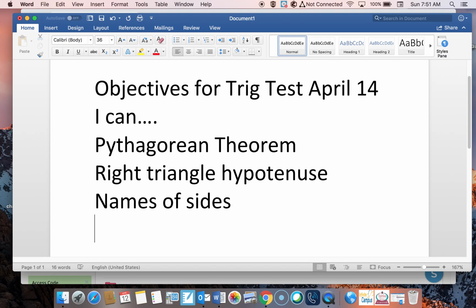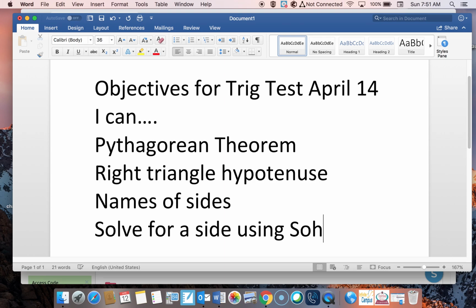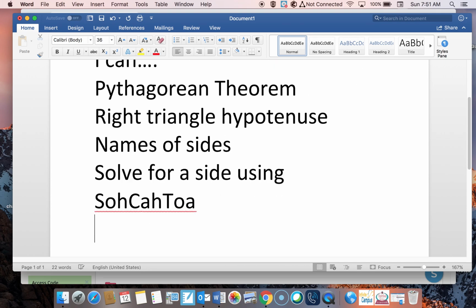You have to know how to solve for a side using trig. On a 90-degree triangle, you have to know how to pick the side you know, the one you don't know, decide if it's sine, cosine, or tangent, and find the missing side. Lots of other things you have to be able to do.